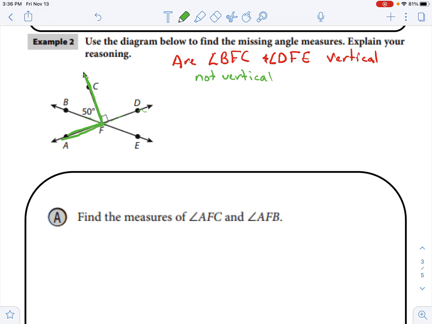So AFC, we want that angle. Well, what I noticed right here is that AFD, if I were to complete it, this angle and this angle, they're supplementary, or they form a linear pair. It means they add to 180. So I know that this whole side over here is 90 degrees because this side is 90 degrees. So when it says, what's the measure of AFC? Angle AFC would be 90 degrees.